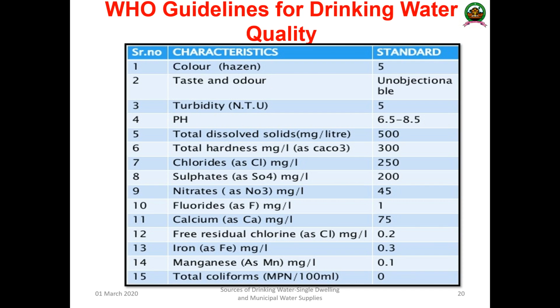The total coliform, which are gram negative, non-sporulating, facultative bacteria, their presence indicates pathogenic organisms, which should not be there in the water. So these are the WHO standards used for drinking water.